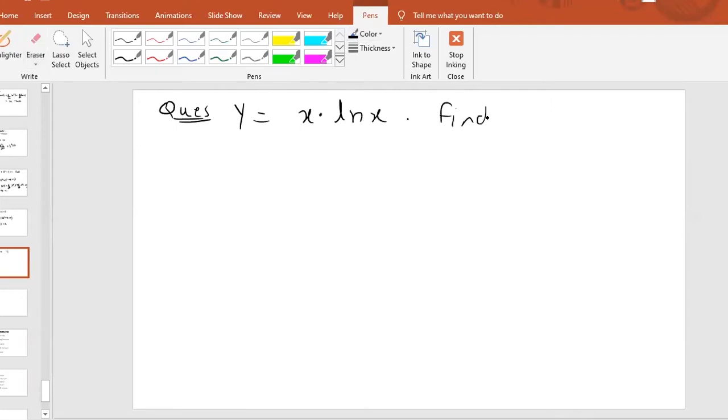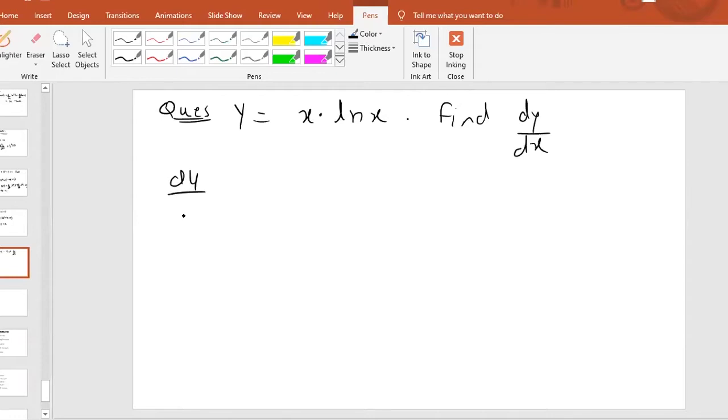Find dy by dx. First of all, you find this. If y is equal to x into ln x, find dy by dx. Now here, if you look at this, we have two different functions. One is x, the other is ln x. Both the functions are multiplied, so we have to use the product rule.